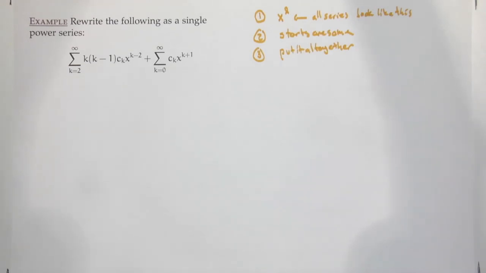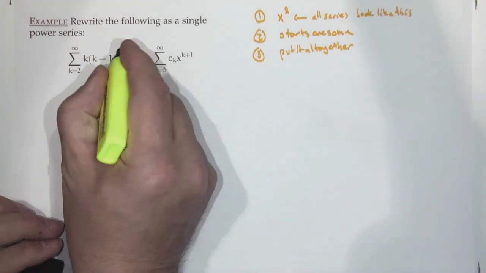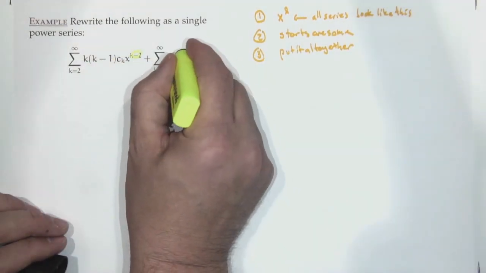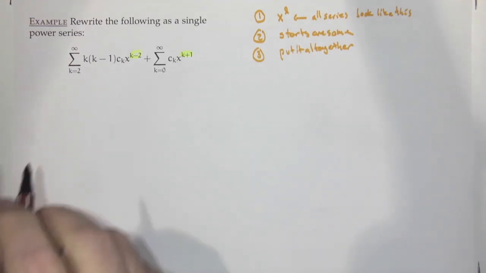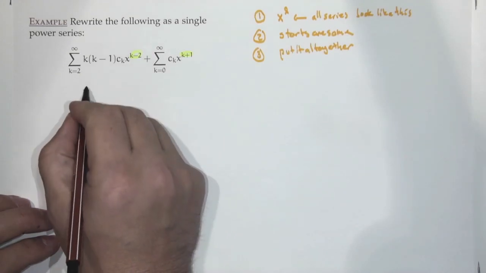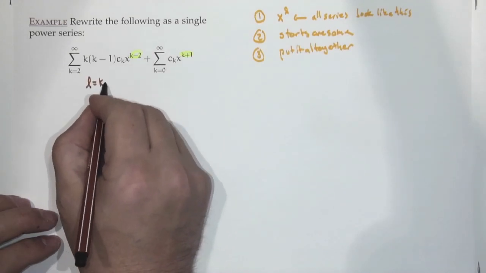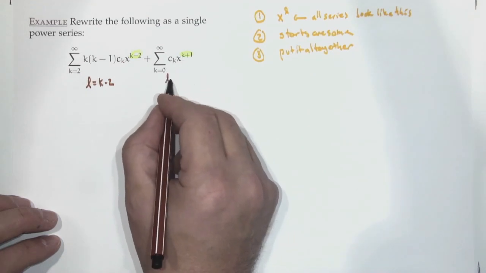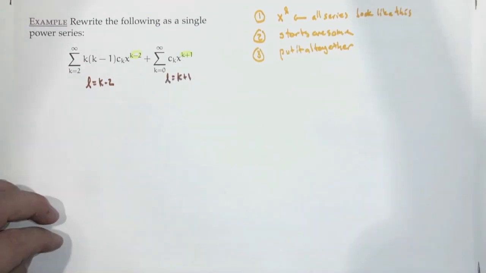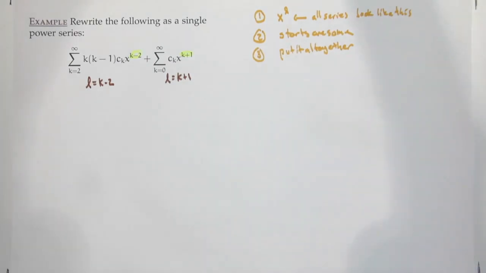Okay, so we start and say, all right, are the powers the same? No. No. Okay, so we're going to do some reindexing. So step one, we're into our reindexing. So here, I have k minus 2, so I'm just going to make a substitution, L equals k minus 2. Here I have k plus 1, so I'm going to do a substitution on this one, L equals k plus 1, a different substitution for the different series. That's okay, I can treat them separately.